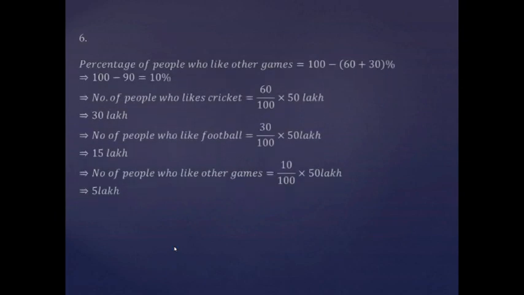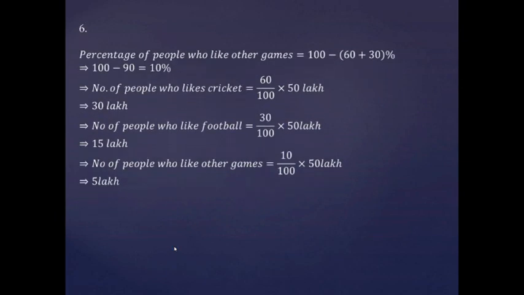Okay, let's go to question number 6. Percentage of people who like other games. Actually, there are some people in that town, and among those, the percentage of people who like cricket is 60% and the people who like football are 30%, and all the rest are playing other games other than cricket or football. So we need to find out the actual number of those people.